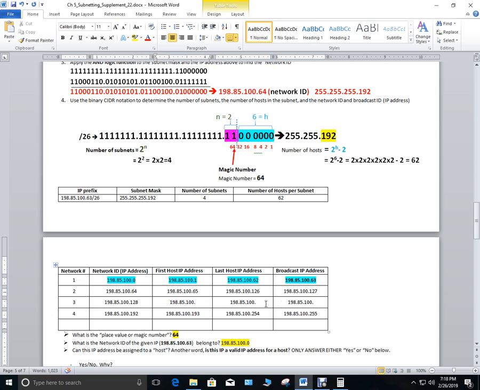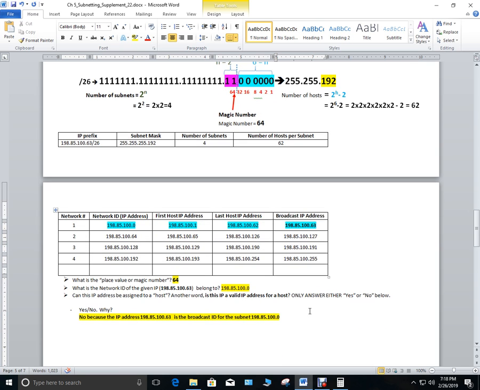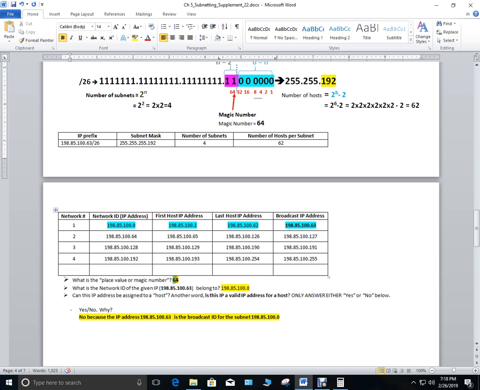Now you should be able to fill in this quickly. This is 191, and this is 190, and this is 129. And again, the last broadcast ID of the whole network is .255, always. Now question, what is the place value or the magic number? Well, we said it's 64. Right here we found it, so it's 64.